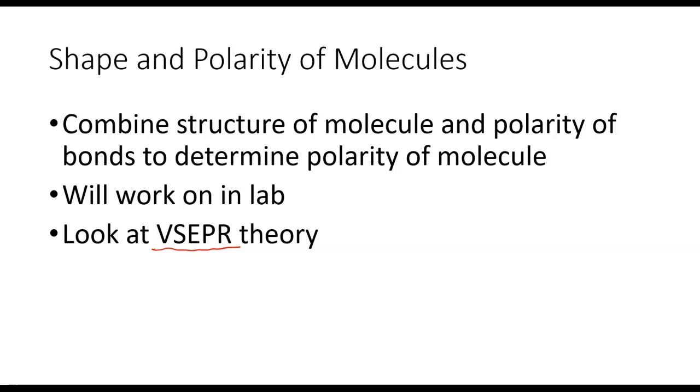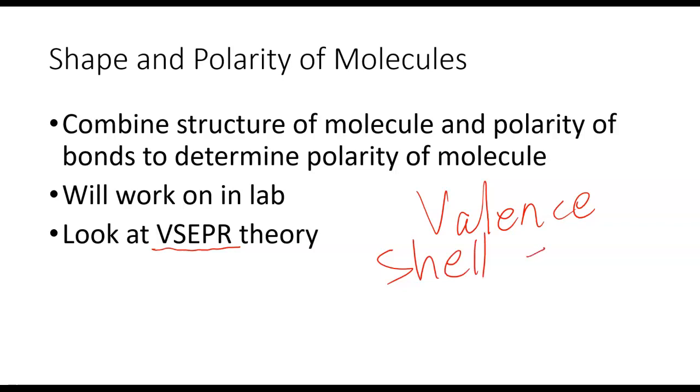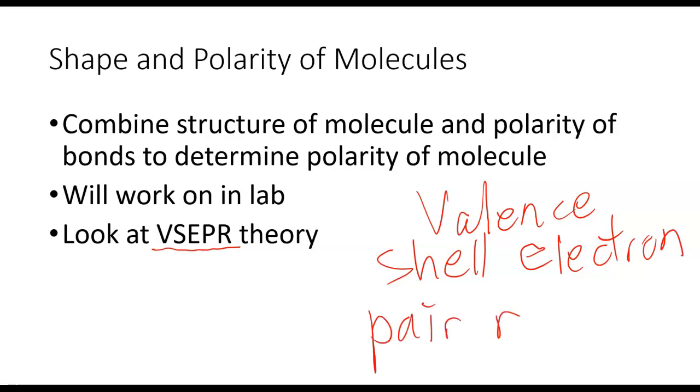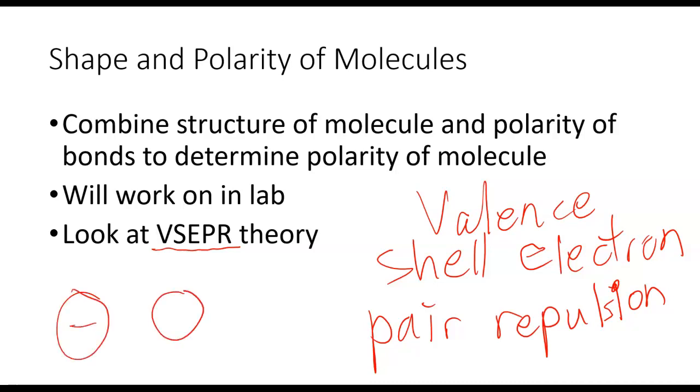That's called valence shell electron pair repulsion. And it's really just based on the idea that if you have two things that have a negative charge, they're going to push away from each other.